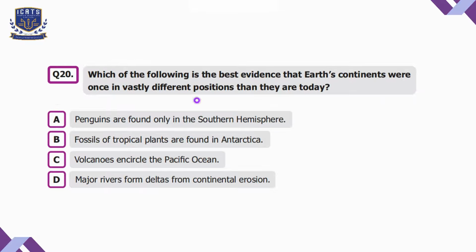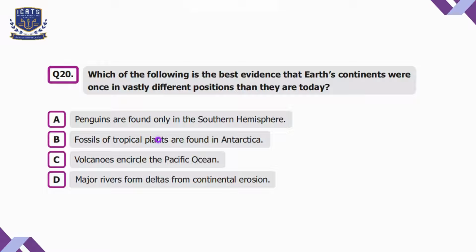Question number 20. Which of the following is the best evidence that Earth's continents were once in vastly different positions than they are today? Option A is penguins are found only in the southern hemisphere, which is not right because penguins live only in the south because they like cold weather, not because continents moved. Option B is fossils of tropical plants are found in Antarctica. Antarctica is now the coldest place on Earth, covered in ice, and tropical plants only grow in hot and rainy jungles.